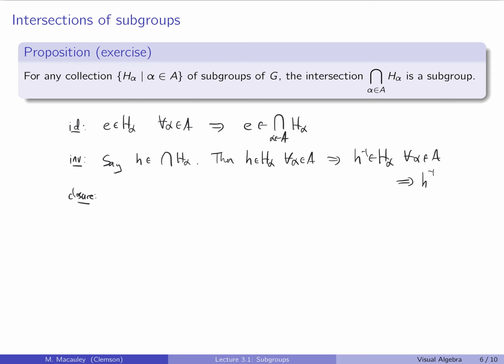Okay, I'll stop writing this thing on the bottom. Finally, I said I wasn't going to do the whole thing. I'll just do the whole thing. So closure, let's say that I'm going to use a and b. a and b are in the intersection of the H alpha. So it's going to be very similar. Then a and b are in every single H alpha. So a times b is in every single H alpha, which means that ab is in the intersection of all the H alphas. That's what the intersection is. It's the set of all elements that are in every single one of them.